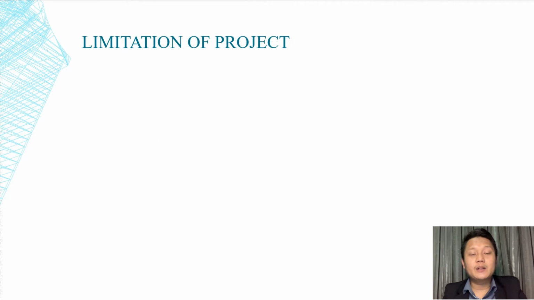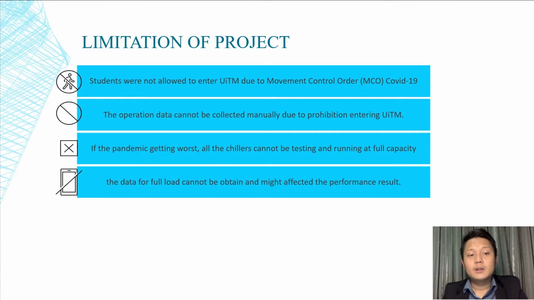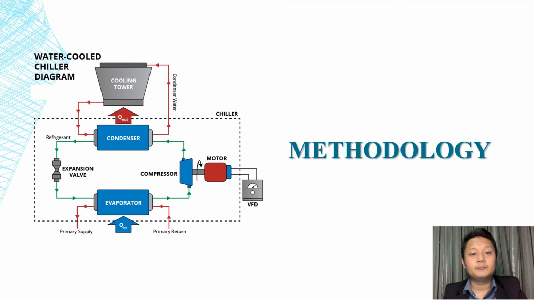Next is the limitation of the project. Students were not allowed to enter UiTM due to the movement control order because of COVID-19. The operation data cannot be collected manually due to the prohibition of entry to UiTM. If the pandemic gets worse, all the chillers cannot be tested and run at full capacity. The data for full load cannot be obtained and might affect the performance result.